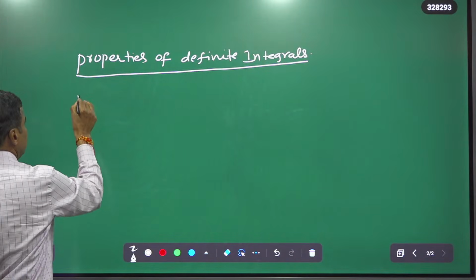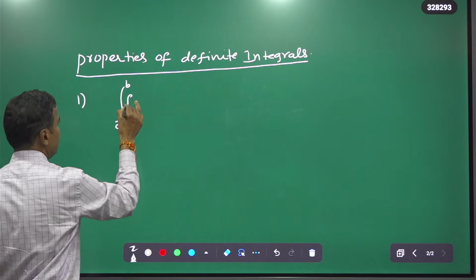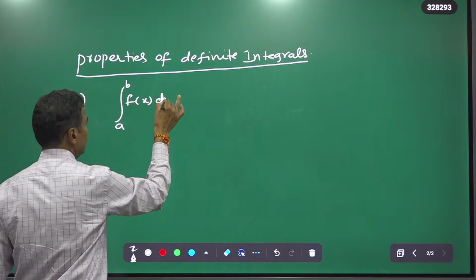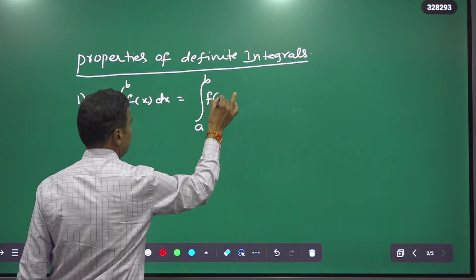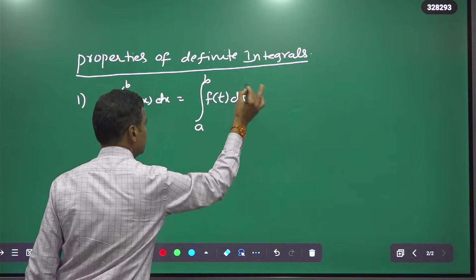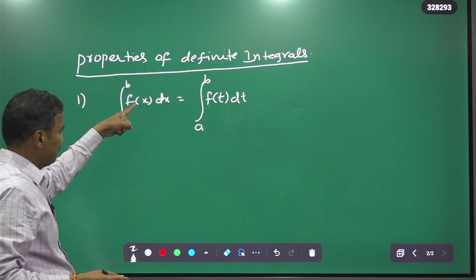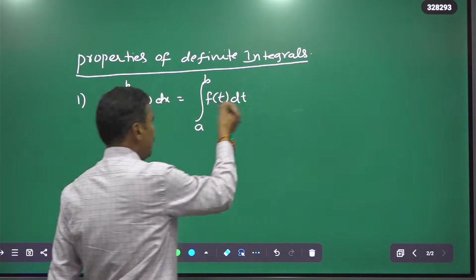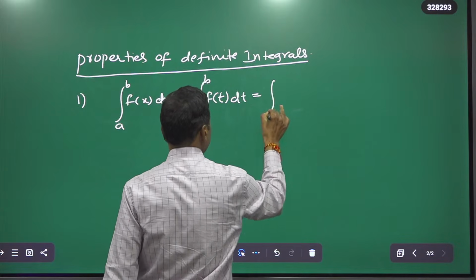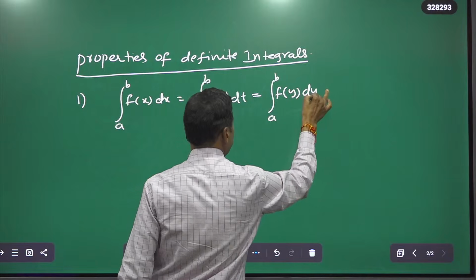The first one is that the integral from a to b of f of x dx is equal to the integral from a to b of f of t dt, that is, changing the variable. So the integral from a to b of f of x dx can also be written as the integral from a to b of f of t dt, or with some other variable, the integral from a to b of f of y dy. It is true for any variable.